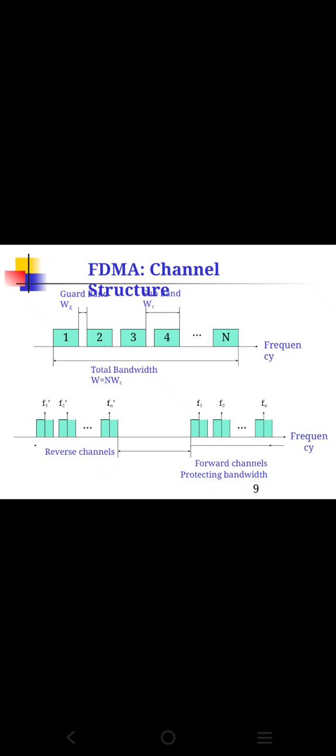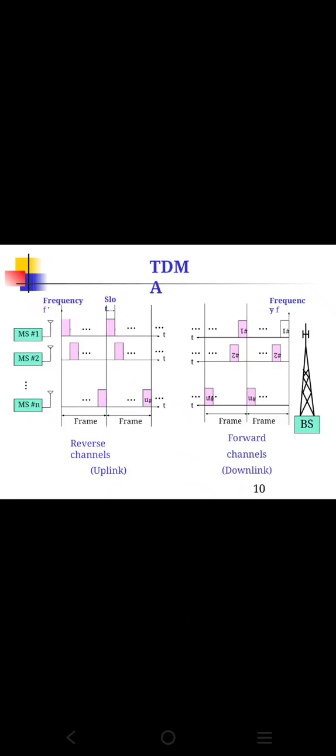When you go for this channel structure, the total bandwidth is calculated using the formula W equal to N WC. Here we can see the value WC is between slots 3 and 4, and guard band WG is calculated between 1 and 2. Guard band is the frequency level which is not used between slots 1 and 2. So when it is not used, it avoids the interference between user 1 and user 2. So the frequency for all the users is given here.